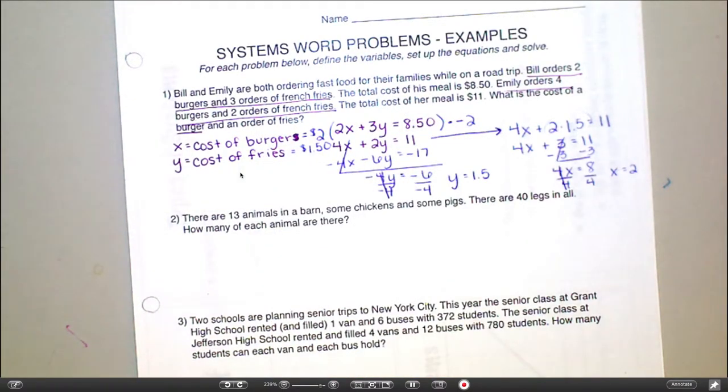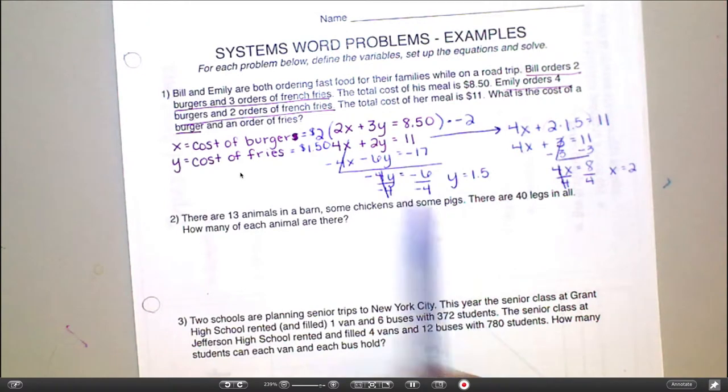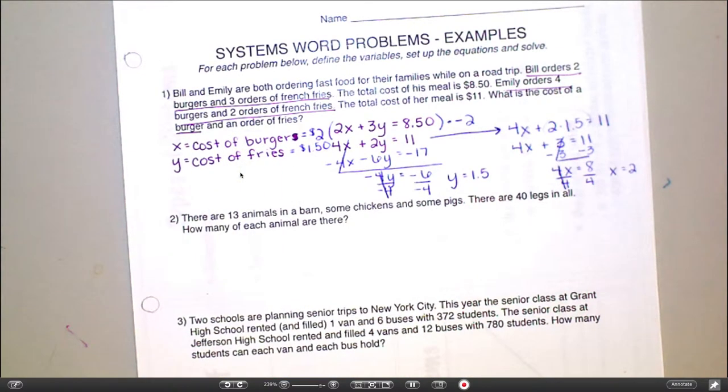Just to show that you understand what these numbers represent. You don't have to write them as a final coordinate, but do something, either label your answers or put them back up here with your variables to show what they represent.